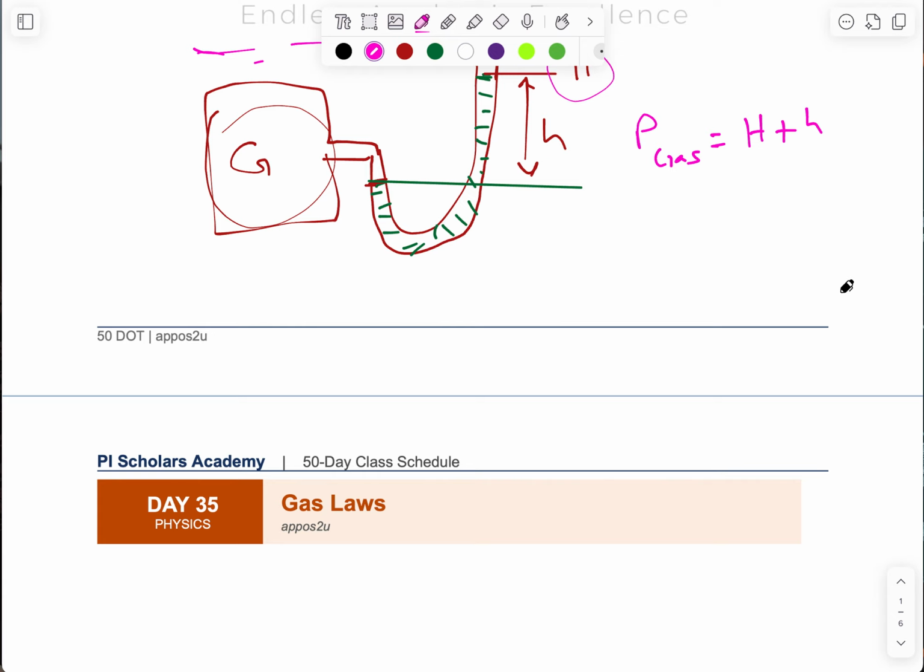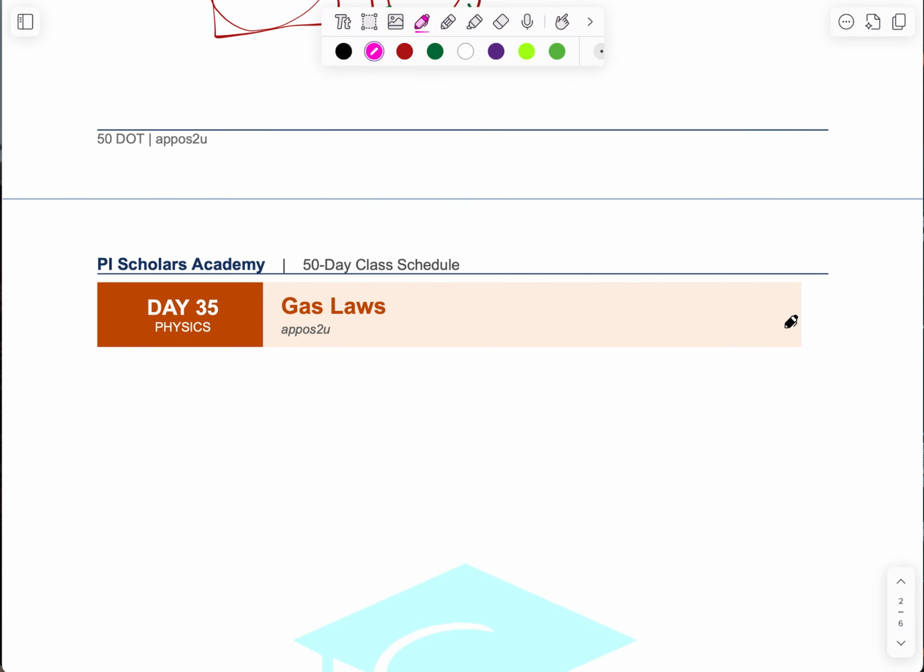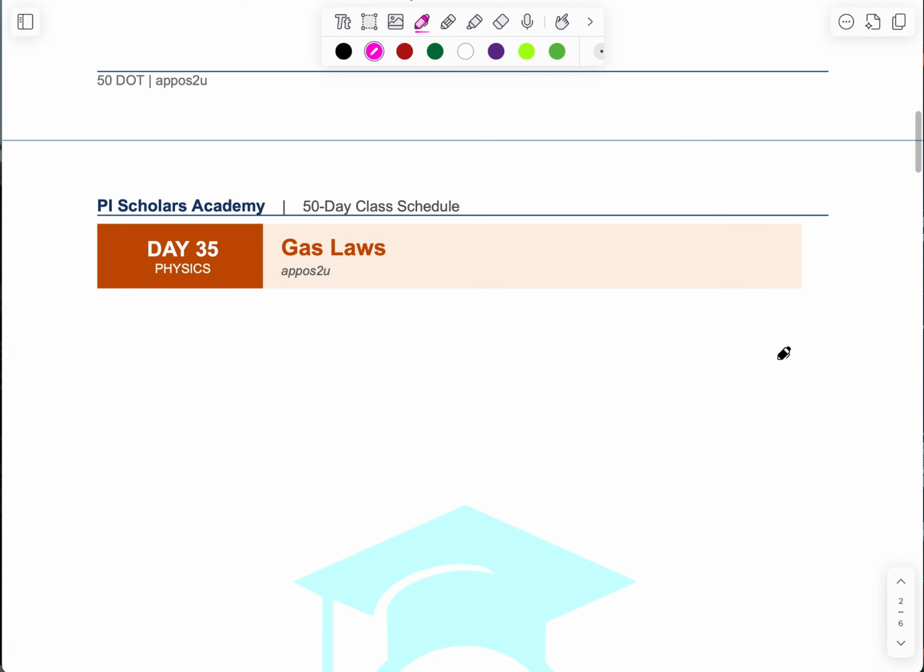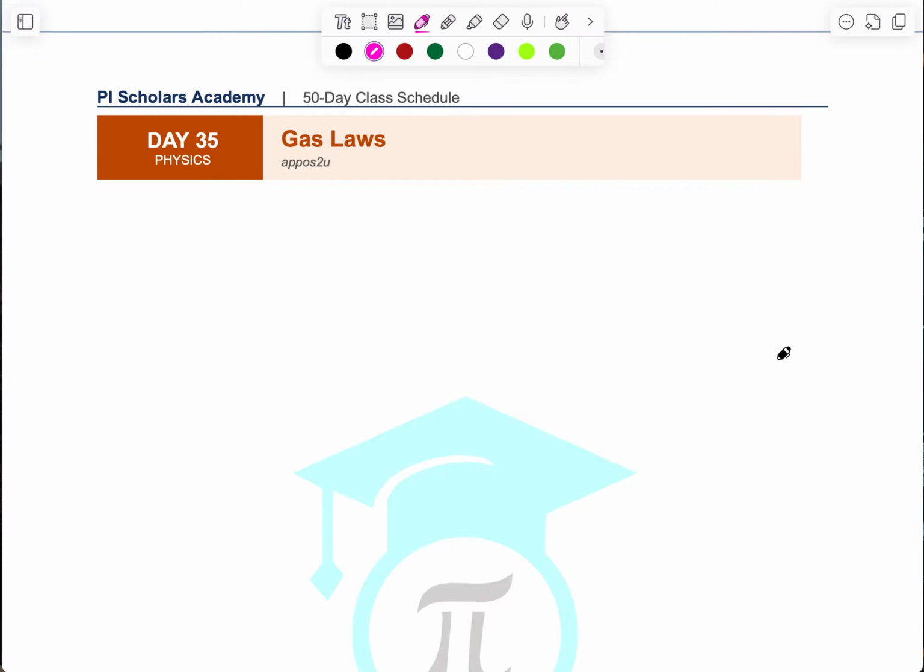And that's how we measure the pressure of a gas using a U-tube manometer. The next one I want to talk about is how to determine the atmospheric pressure in a place itself. We use what we call a barometer to measure the atmospheric pressure in a place. So I'm going to show you how to construct a simple barometer.